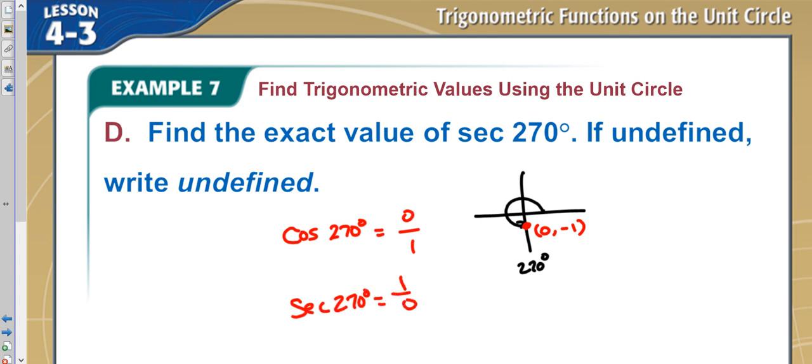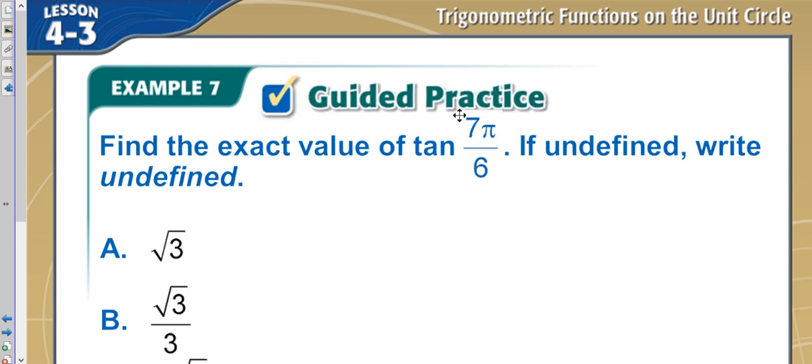You're not allowed to do this. This is how you get something that is undefined. You're not allowed to divide by 0 in mathematics, or in life for that matter. You go ahead now and try to find tangent of 7 pi over 6.